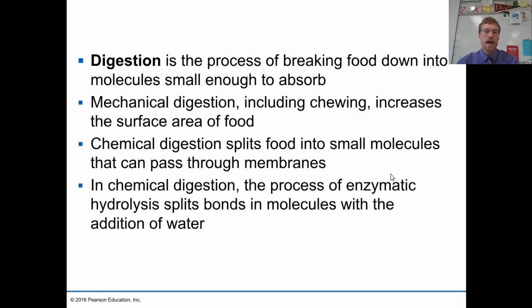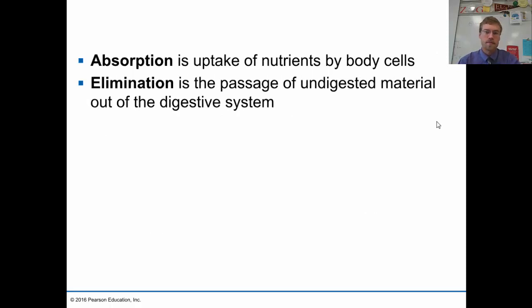Chemical digestion is where we take the food and split it into small molecules. So that's taking those polymers and breaking them down into monomers. In chemical digestion, a lot of enzymes are involved, and they usually are doing some sort of hydrolysis reaction, splitting the bonds with the addition of water, which is part of the reason why it's important that you have water in your diets.